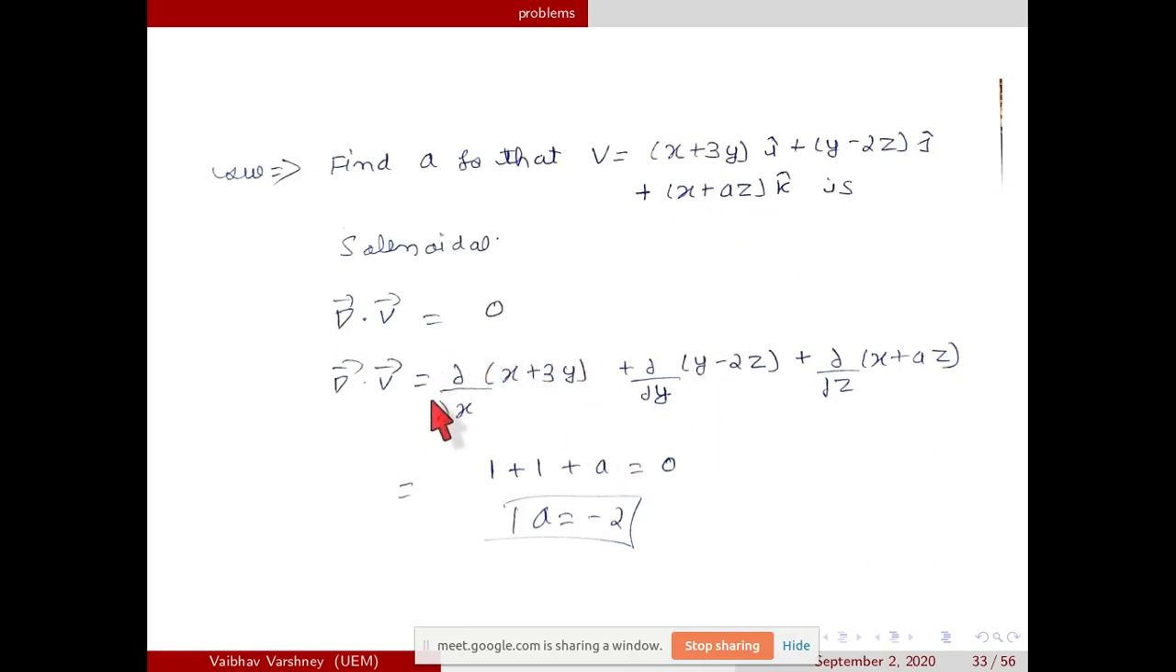So when you take the derivative of the first term, the derivative of 3y with respect to x is 0, so it comes as 1. When you take the derivative of y minus 2z, again 1, and the derivative of x plus az is a, so a is equal to minus 2. I think this question is simpler than the previous one. You just have to do the divergence and put it equal to 0, and the dot product of this vector is very simple, it's not that tough. So a is equal to minus 2.